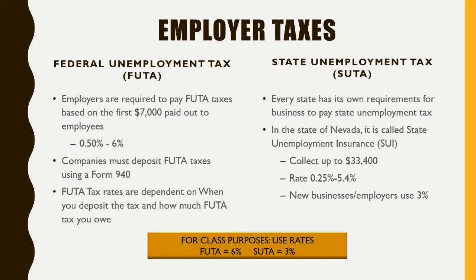And of course, same thing here. It is based on their gross earnings. So if she made $686, that means it's going to be 6% of that for the federal, and 3% of that for the state. Now, again, the employee does not pay out of that. It's the employer. They have to pay these taxes for having employees.